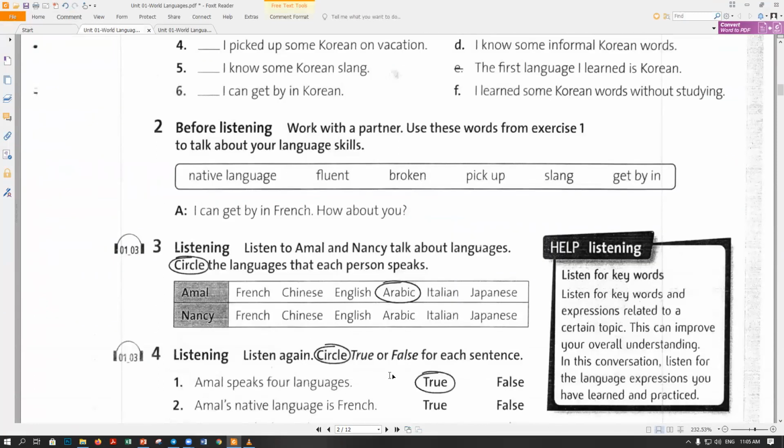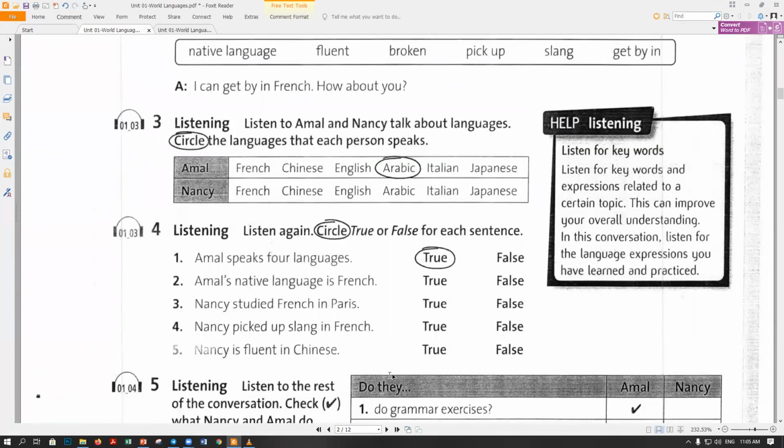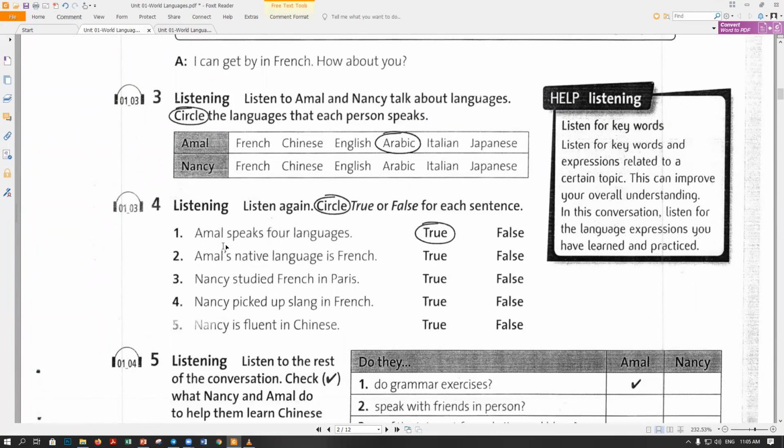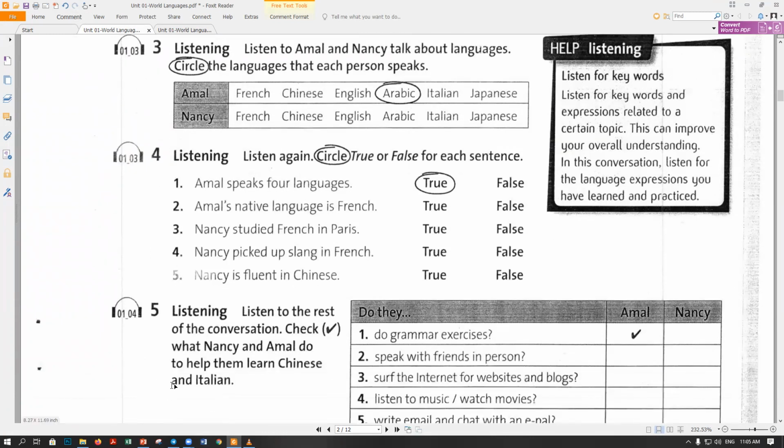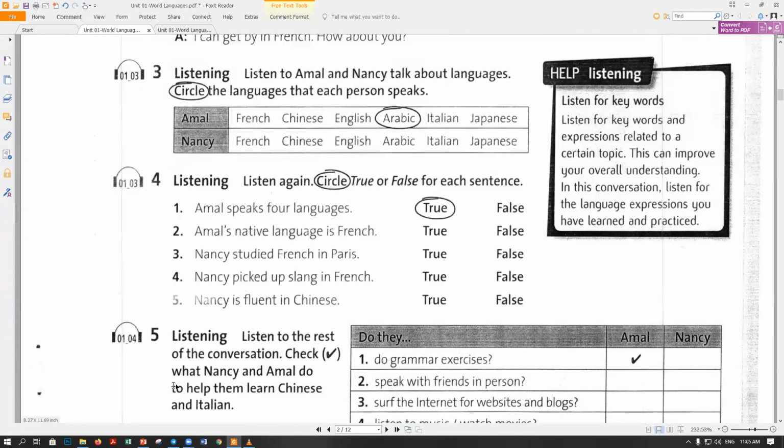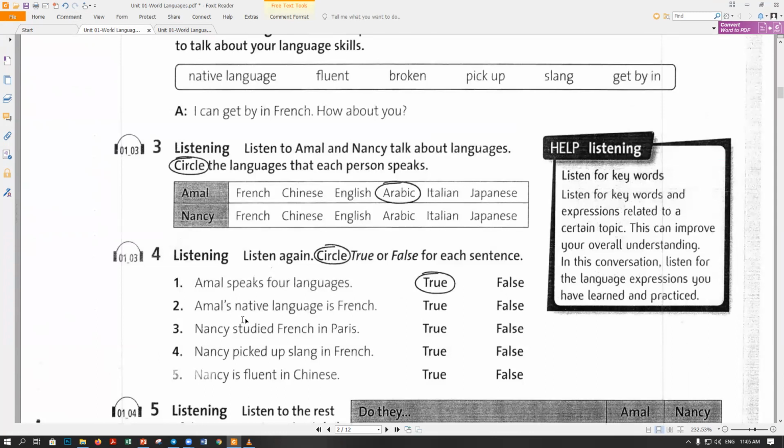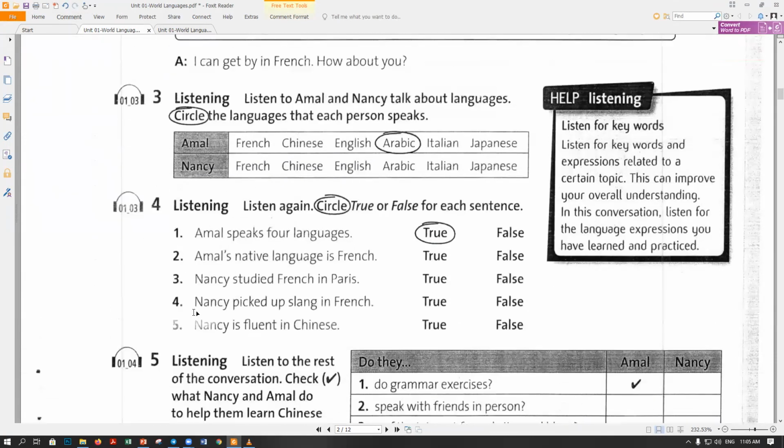Okay, look at exercises 3, 4, and 5. I have 2 listenings for you, part 1 and part 2. Part 1, you have to listen to Nancy and Amol talking about language.